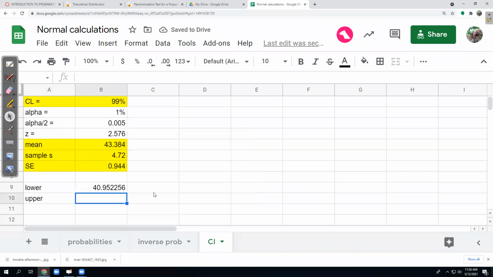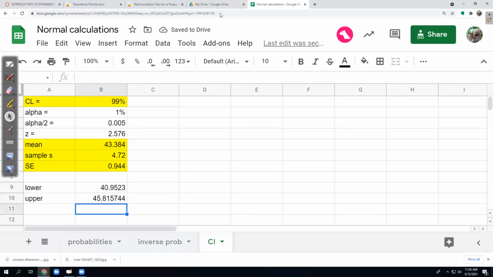And no, I don't want to autofill. So Google says that's about 40.952, depending on how many decimals I needed. Since this mean has 3 decimal places, I'd be tempted to go 3 or 4 with that. So maybe I'll knock it down. Oops, wrong way. Let's go 4 decimal places for fun. And then upper is start at the mean and add your special z-score times your standard error. Is our formula there.